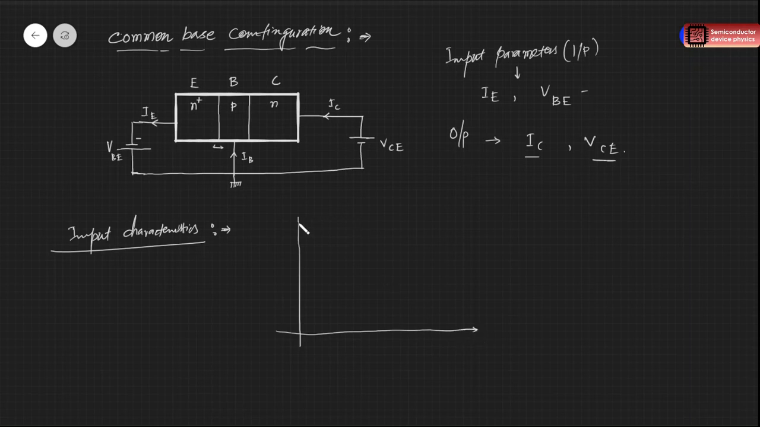Okay. So for the input voltage, on the x-axis we have VBE, and for the input current, on the y-axis we have IE. Now in the output we have to fix some parameters. So let's fix VCE to begin with. VCE is 0, so this is the voltage between collector and base.